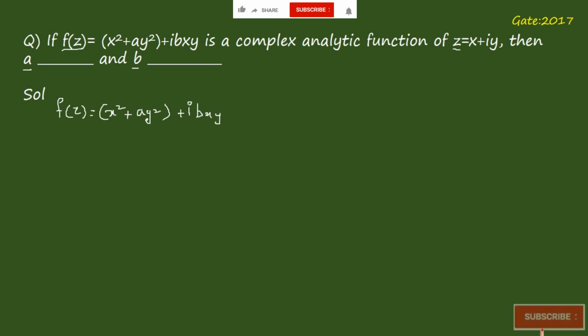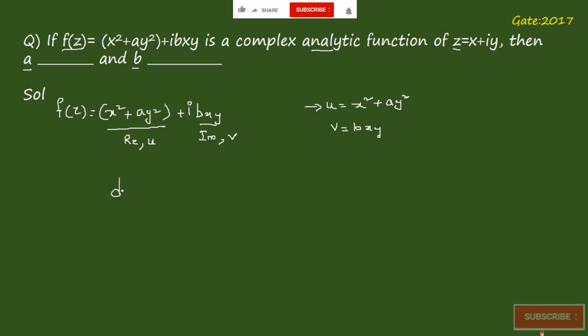Now we'll be finding the u and v values. See, this is the real part and this is the imaginary part, right? So this is u, and this is v. So we got u equal to x square plus a y square, and v is equal to bxy. Now they have given that the function is an analytic function, right?